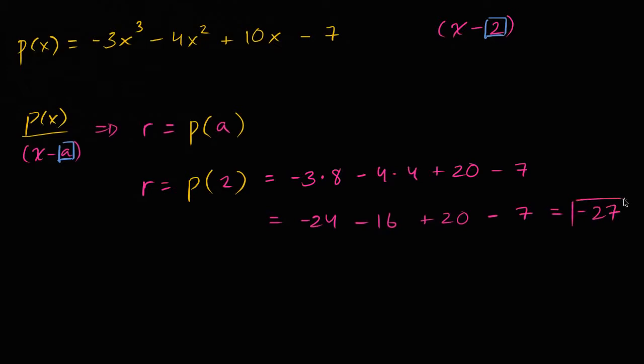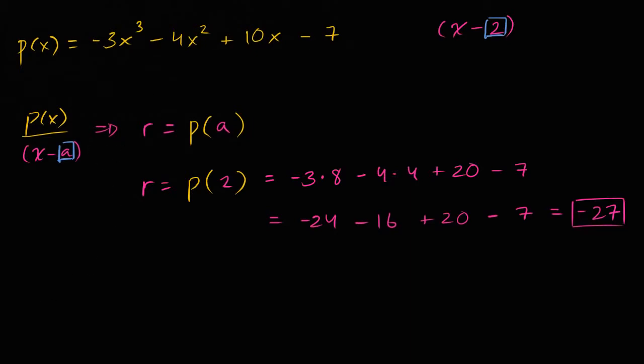Negative 27. And that was pretty neat, because if we attempted to do this without the polynomial remainder theorem, we would have had to do a bunch of algebraic long division. If we did that, we would have gotten the quotient and all of that. But we don't need the quotient.